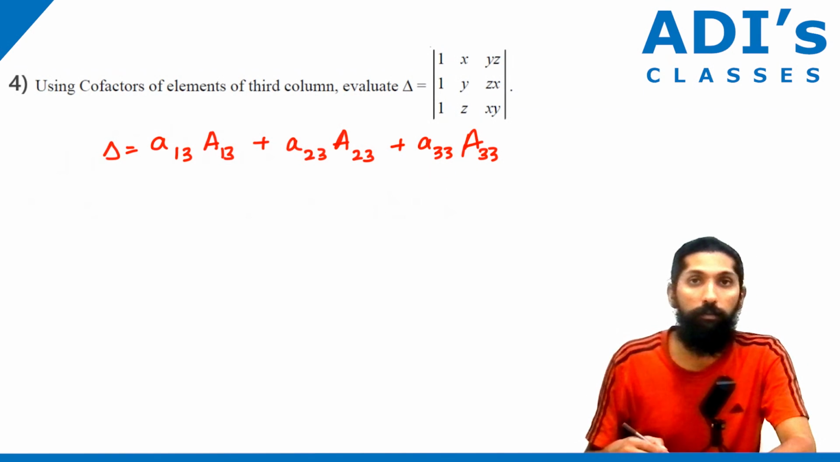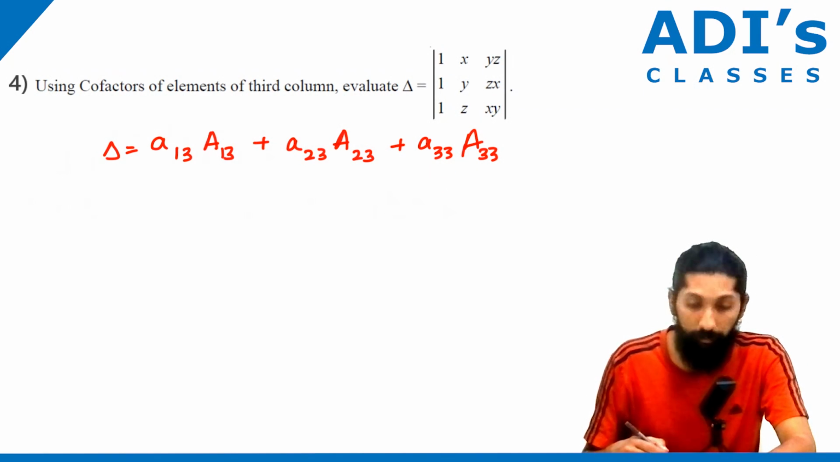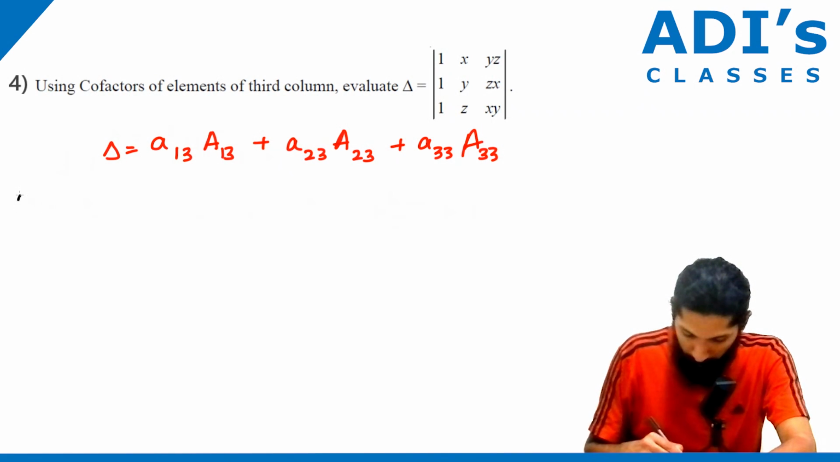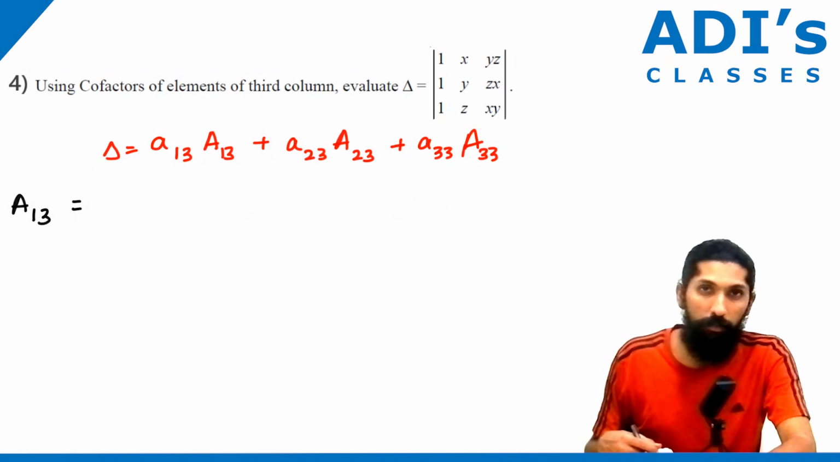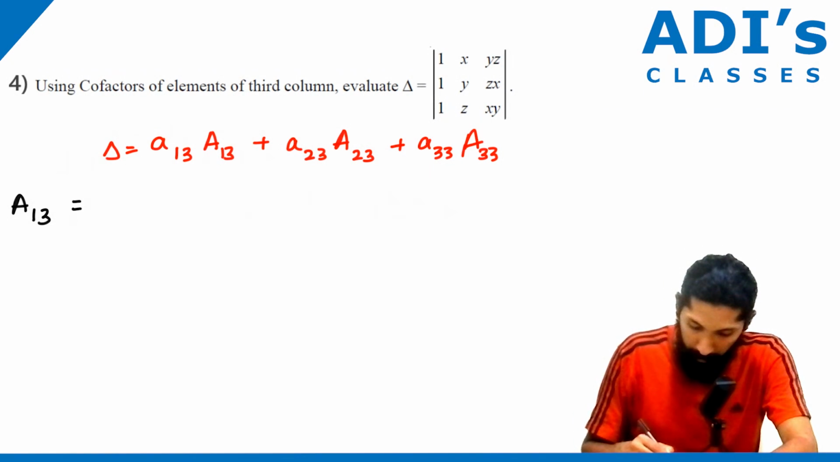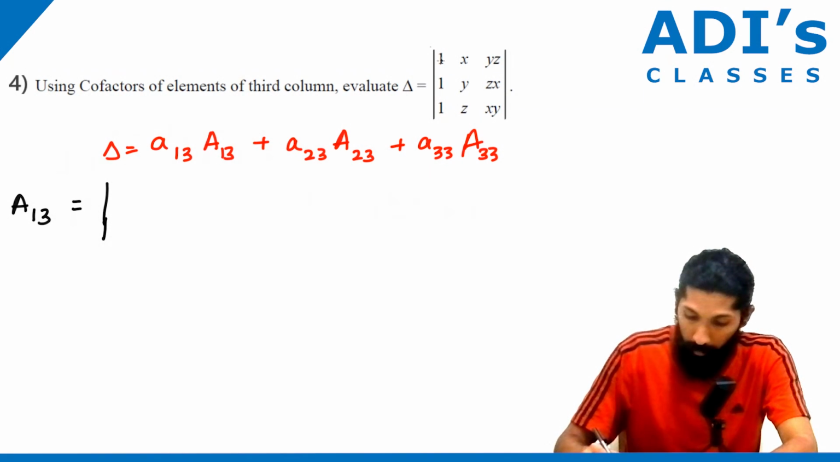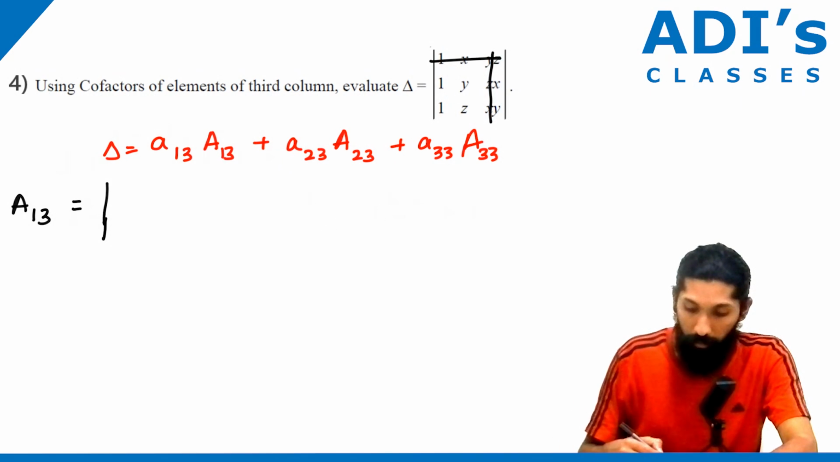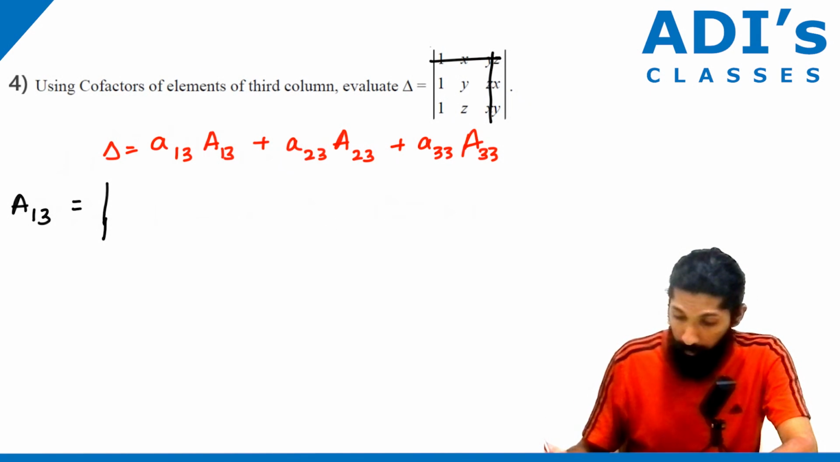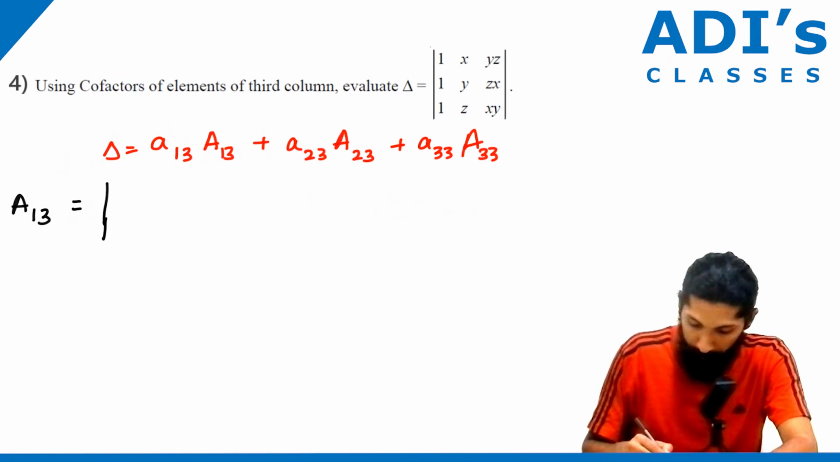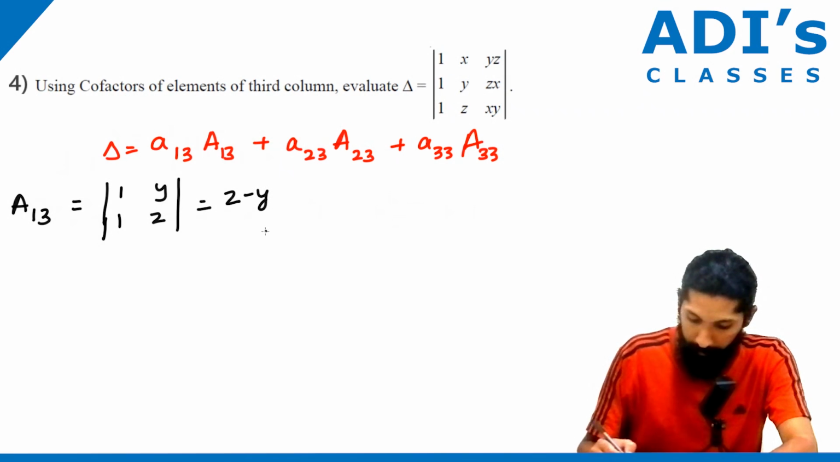First, let's calculate A13. Okay, so we have A13. See, minus 1 to the power of 4 anyway, so no need of writing it. Determinant of, remove the row, remove the column. 1y, 1z, which basically becomes z minus y. So 1y, 1z. So this is going to become z minus y, first one. Next is A23.